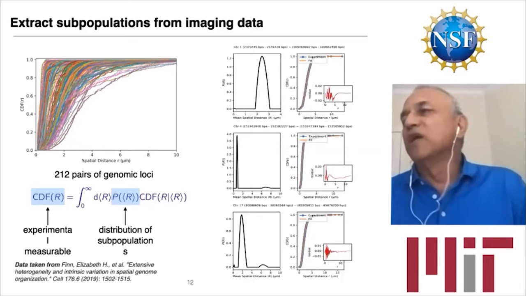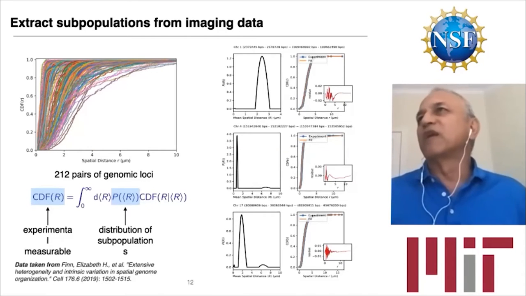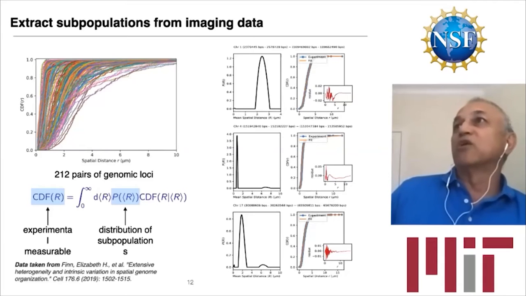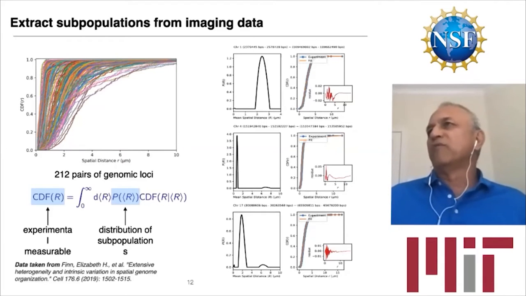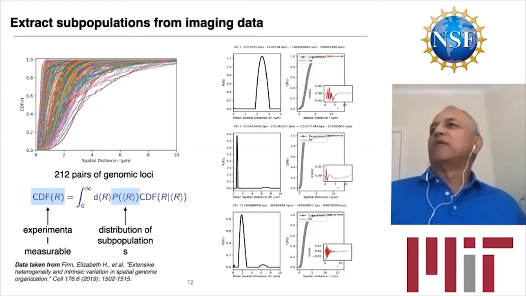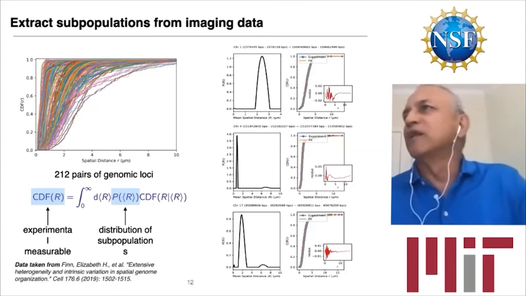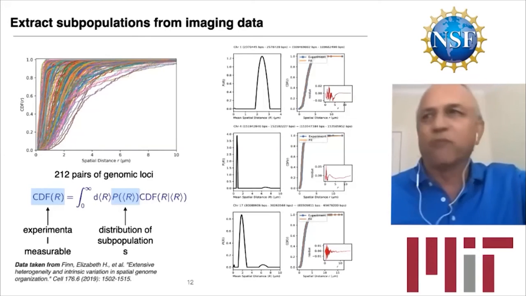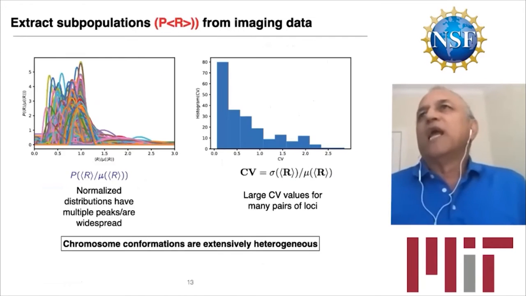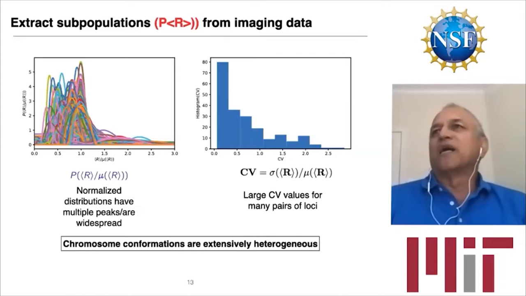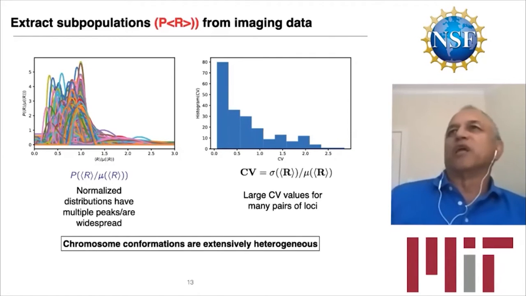And the theory, that's a theoretical prediction. And from the theoretical prediction, one could in fact calculate the cumulative distribution function and compare with experiments. And those are shown on the right-hand side, the three panels. And you'll see, if you look at the residuals, the errors are no more than about 5%. And these are the exact subpopulation calculations that we extracted from the imaging data.